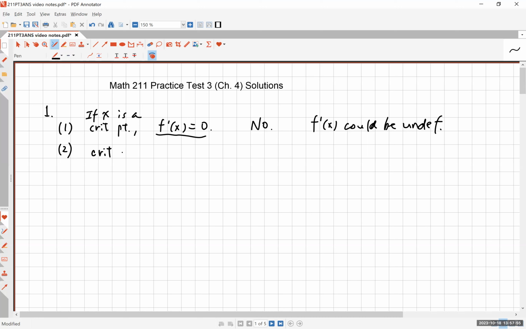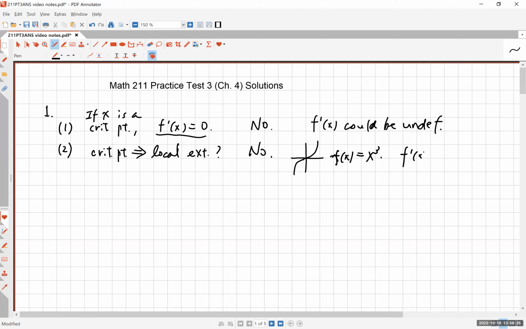So does the critical point imply that it has to be a local extremum? And the answer is false. Can you think of a critical point that is not a local extremum, neither maximum nor minimum? You can probably think of something like that, right? Probably the most important example would be x cubed.